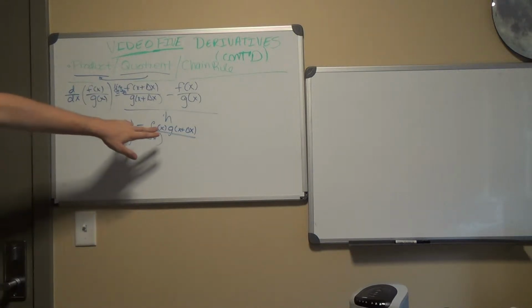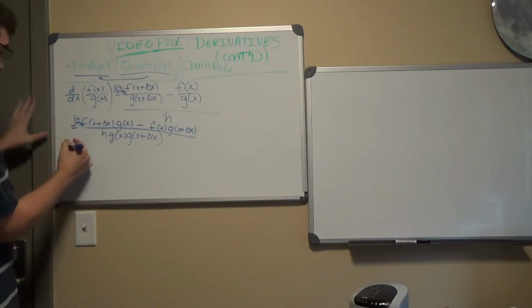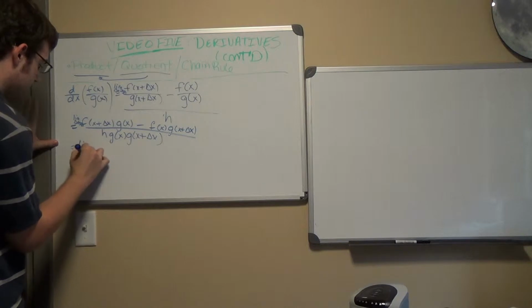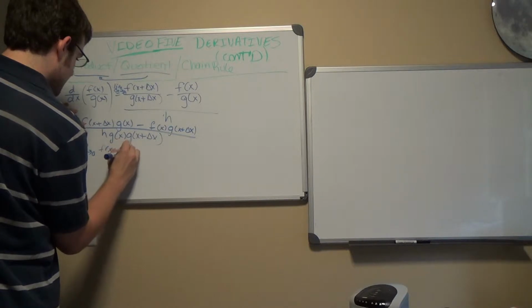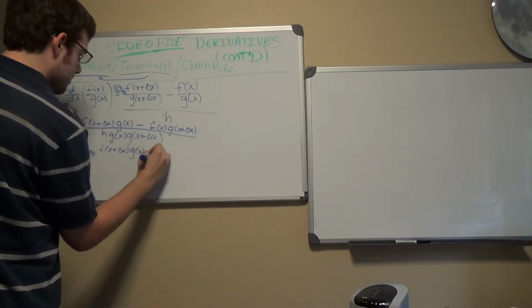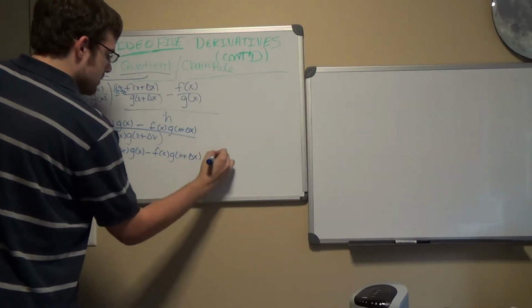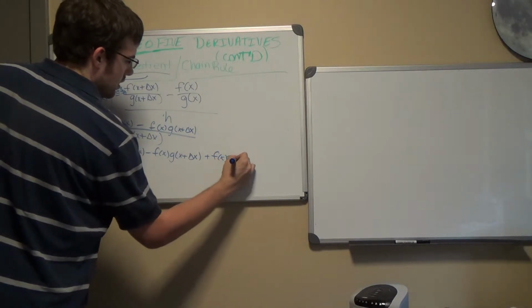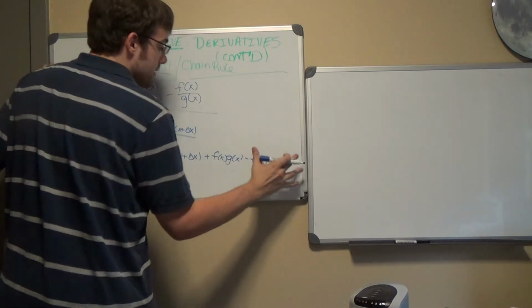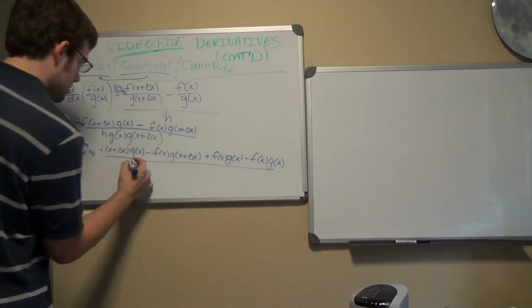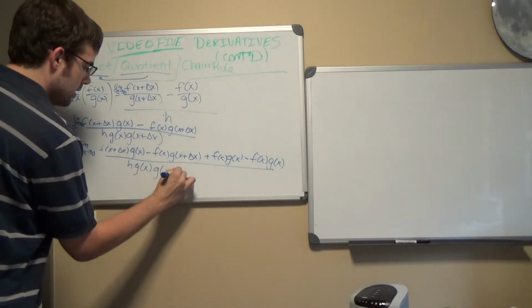So here we're going to be doing another algebraic manipulation. We're going to be adding and subtracting f of x g of x. So limit as delta x approaches 0 of f of x plus delta x times g of x minus f of x g of x plus delta x plus f of x g of x minus f of x g of x. And once again, this is effectively adding 0, divided by h times g of x times g of x plus delta x.